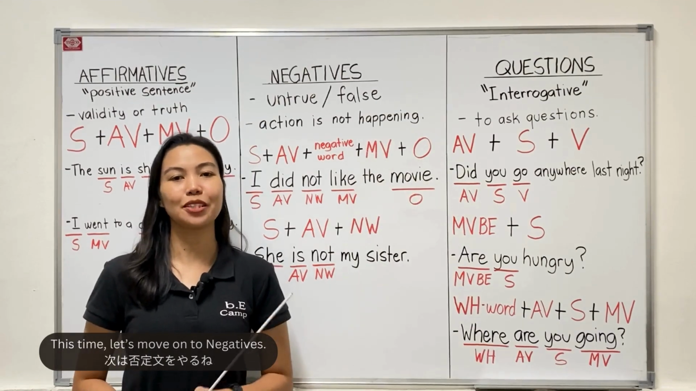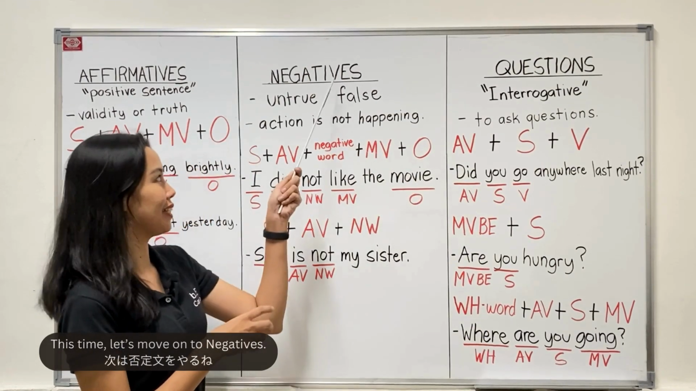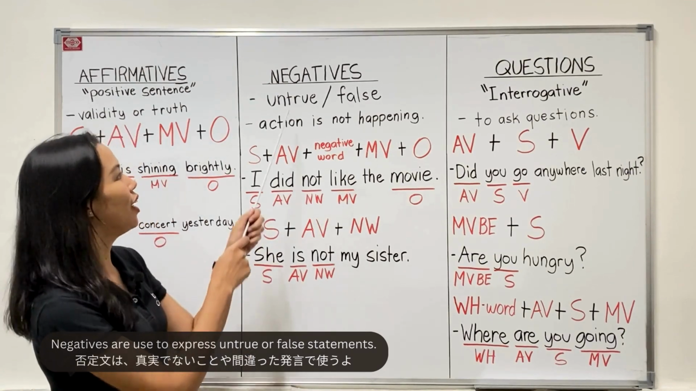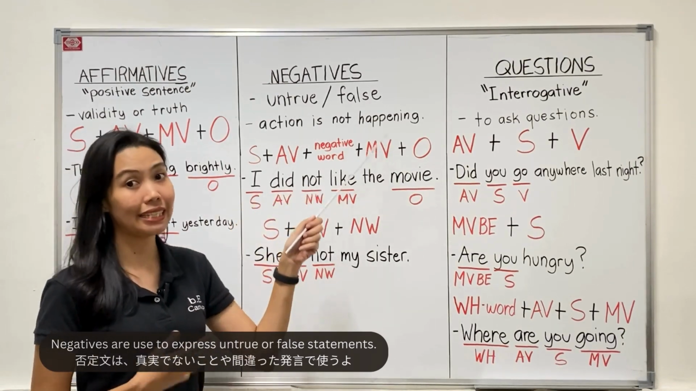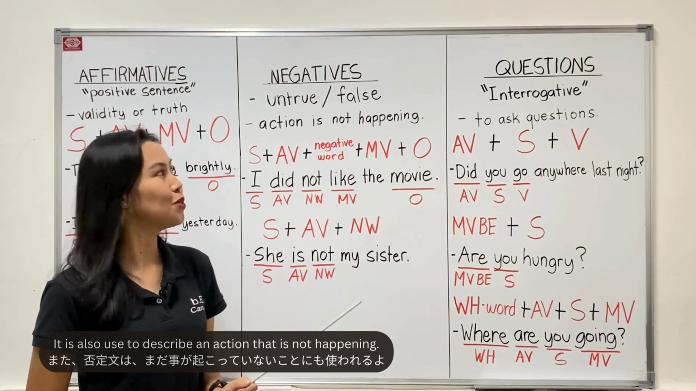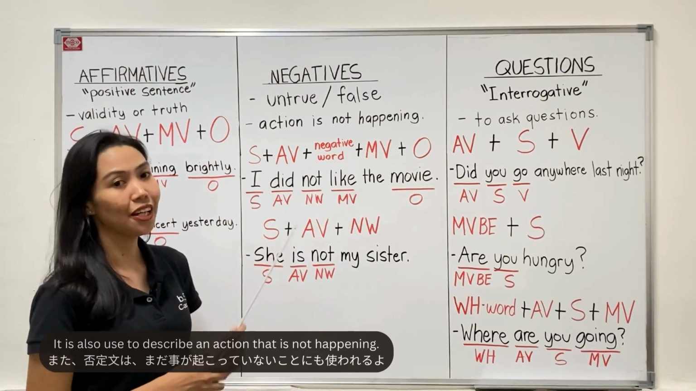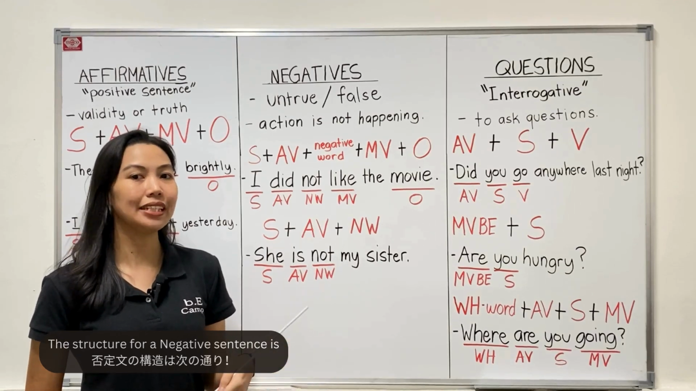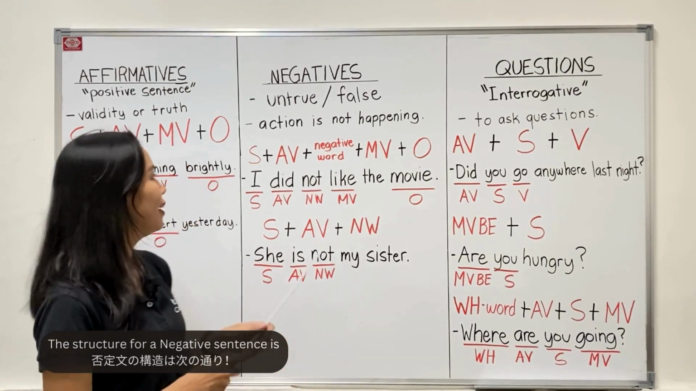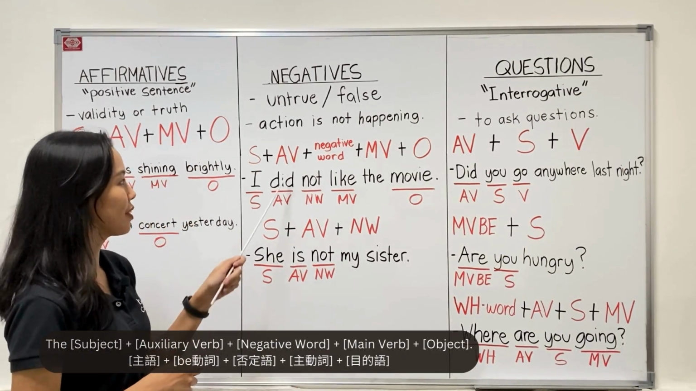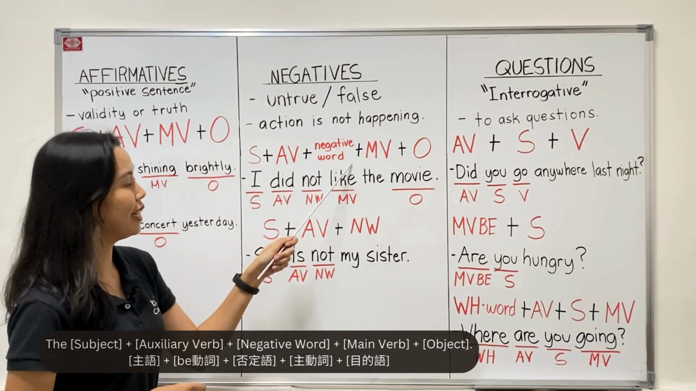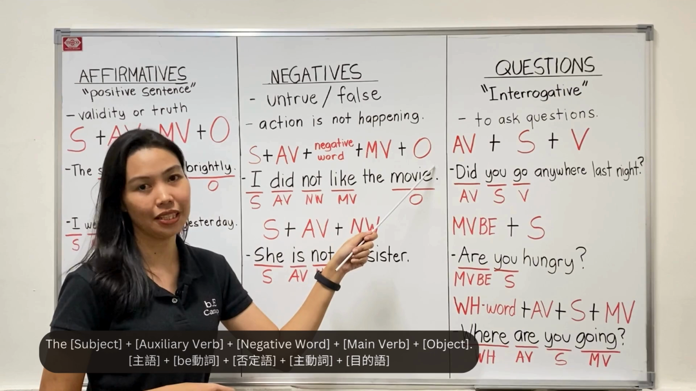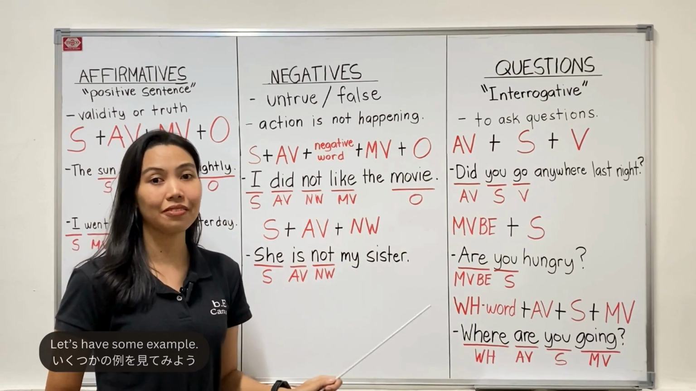So, this time, let's move on to negatives. So, negatives are used to express untrue or false statements. It is also used to describe an action that is not happening. The structure for a negative sentence is the subject, the auxiliary verb, the negative word, the main verb, and the object. Let's have some example.